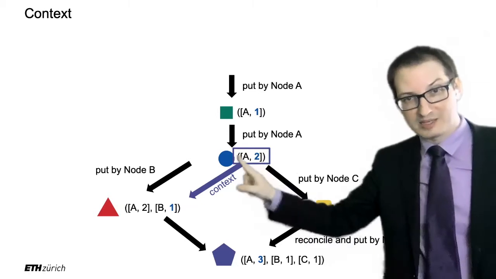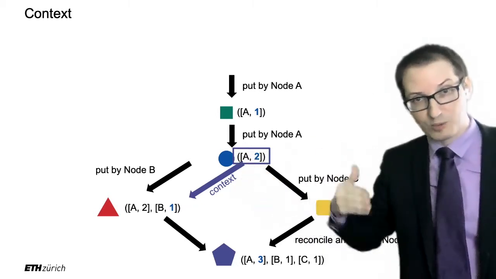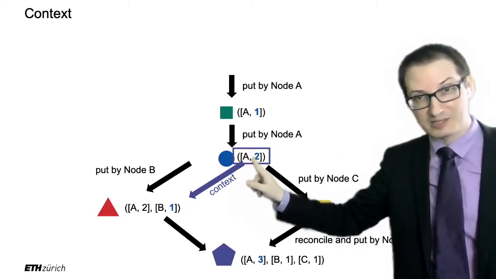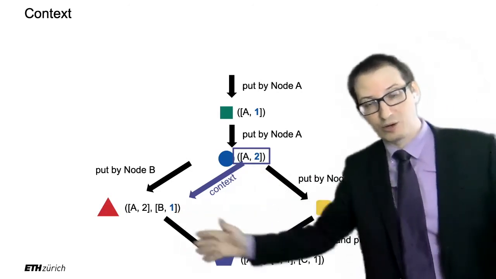And this is the context I told you about, that when I said it's a black box, this is actually what is in the context. It's the vector clock that keeps track of the version.